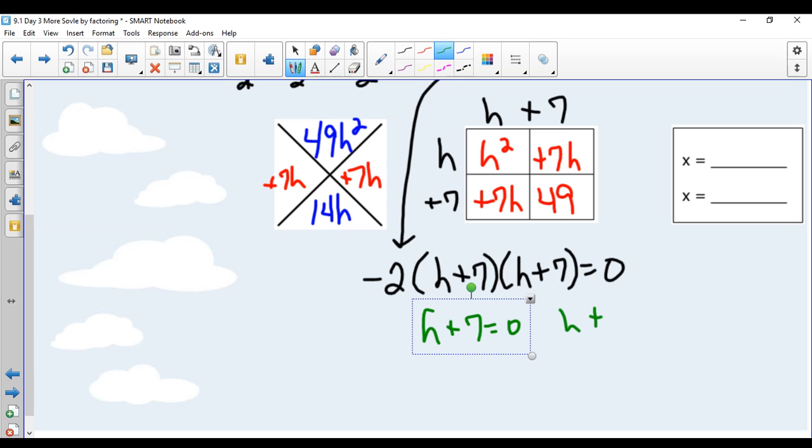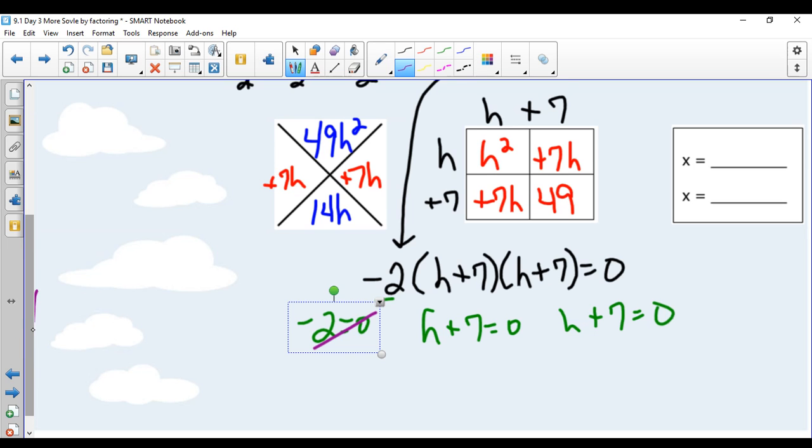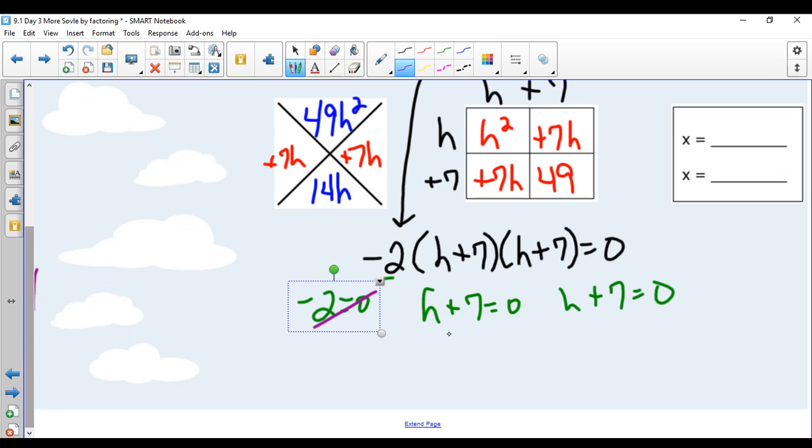Now, if you notice, technically I'm going to put all of my factors equal to 0, but the first factor, negative 2 equal to 0, doesn't really make any sense. Negative 2 does not equal 0. There's no h to solve. So I don't really need that negative 2. But I can solve for h here. So I get h equals negative 7.